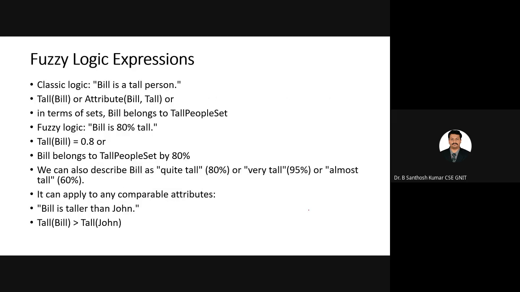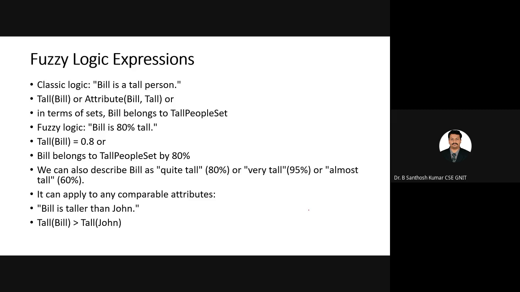So it is better suited to represent imprecise information and attributes from the real world and to make appropriate inferences. There are some expressions given. In classic logic, Bill is a tall person, so we represent the property as Tall(Bill), or else we write it in terms of sets: Bill belongs to the tall people set. For example, in your class some analysis may tell that 30% of people are above average. It is that type of representation in terms of sets. So Bill is 80% tall.